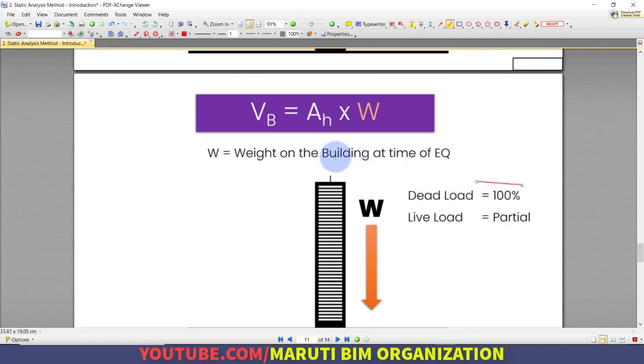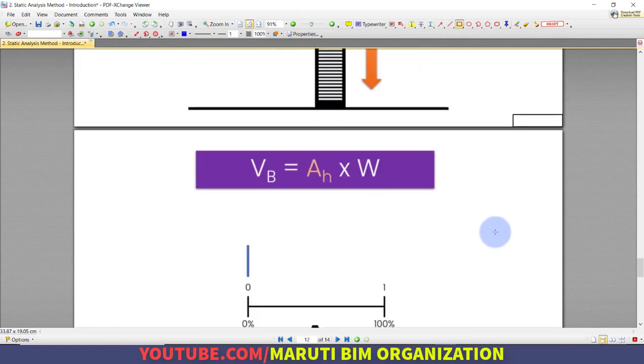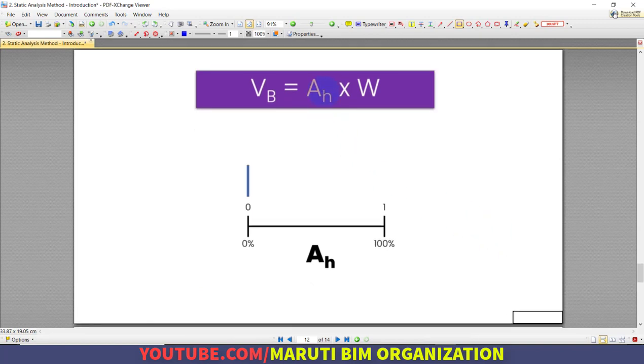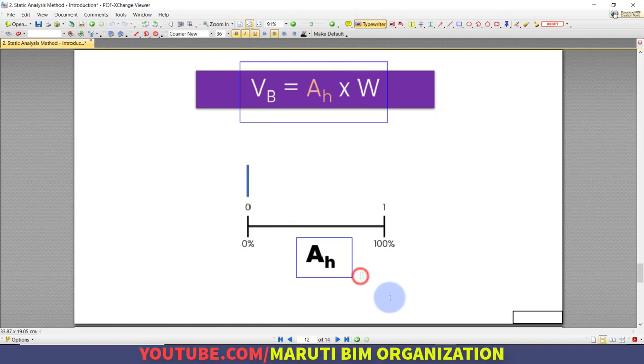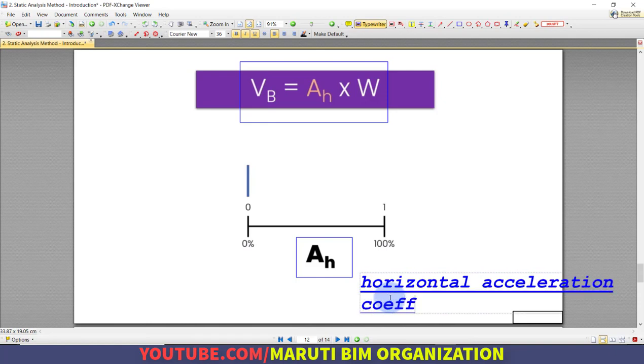So while calculating the W, dead load we are taking 100%. डेड लोड जो है वो हम 100% कंसिडर करेंगे और जो लाइव लोड है उसको हम पार्शियली ही कंसिडर करेंगे. So once again this is the formula VB equal to AH into W और ये जो AH है वो हॉरिजॉन्टल एक्सेलरेशन कोएफिशिएंट है. So AH means horizontal acceleration coefficient.